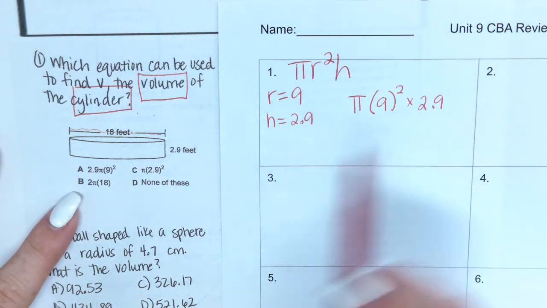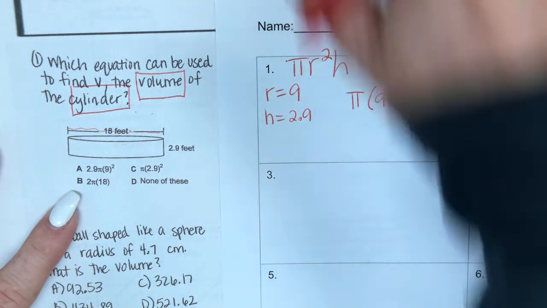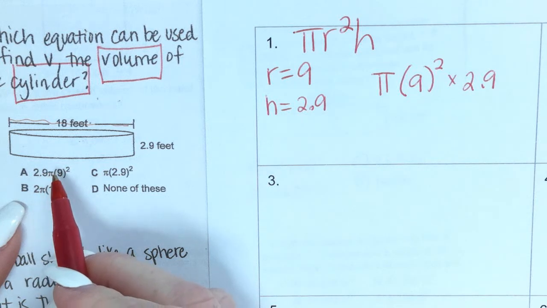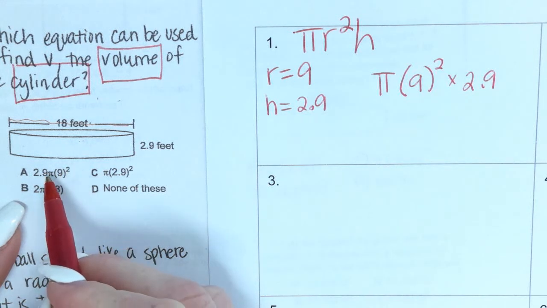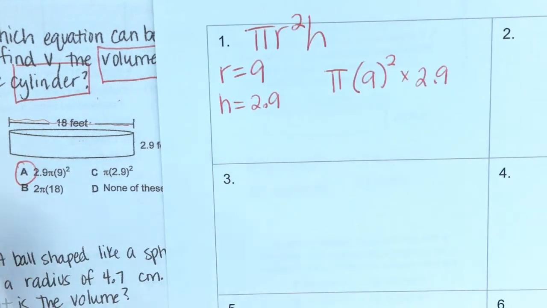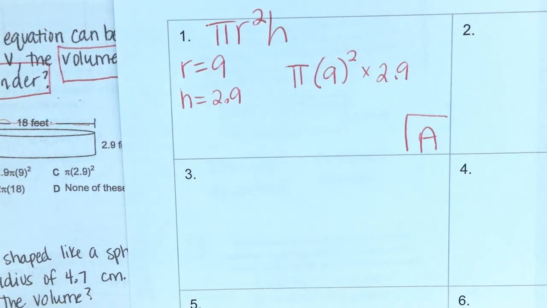Were any of these written correctly? Which one? A. Does it have pi times 9 squared times 2.9? Yes, it is just out of order, but that's okay. It does not have to be in the correct order. Any questions? Are we good? Number 2.